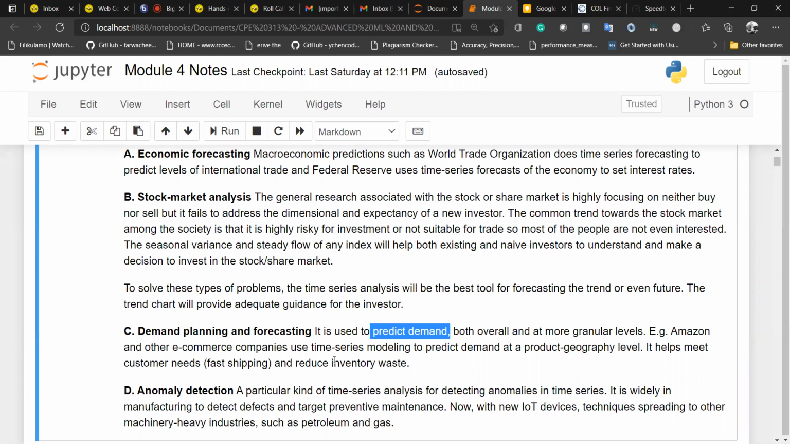Unlike here in our country, what we usually predict is, I don't know if there are some studies or research that focus on energy.